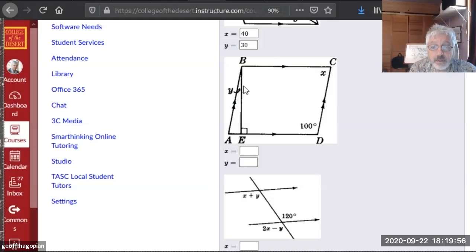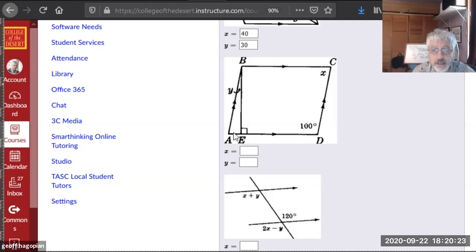And Y is this little angle here, so this is a perpendicular. Okay, so that means that angle CBE is also 90 degrees, right? Because those are same side interior angles when the transversal BE cuts, and they've got to be supplementary, and one of them is 90. So the other one is also 90, right? So that means that Y is 10, right?